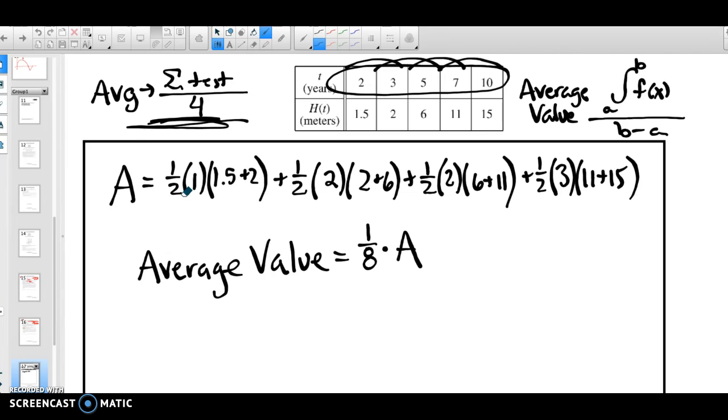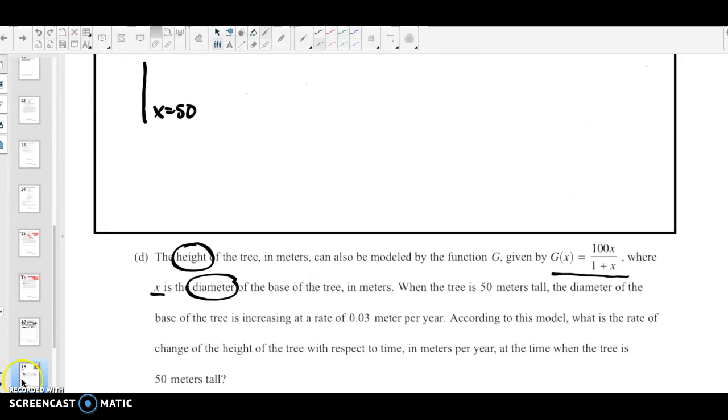You can write that down. That's enough to do it. If you want to add a little more, some people will write this: 1/8 the integral from 2 to 10 of h of t dt. So the 8 on the bottom comes from this right here. It's like divide by the length of the interval. Okay, so let's look at this last part of the problem.